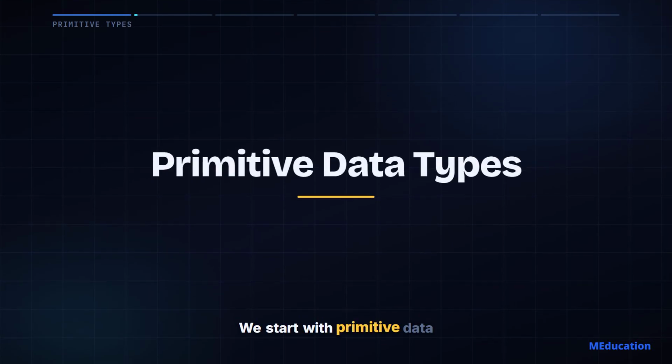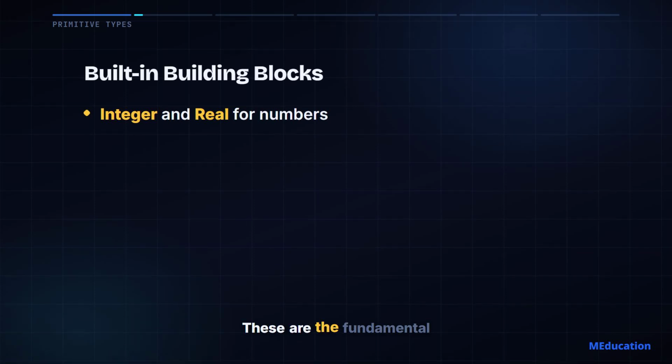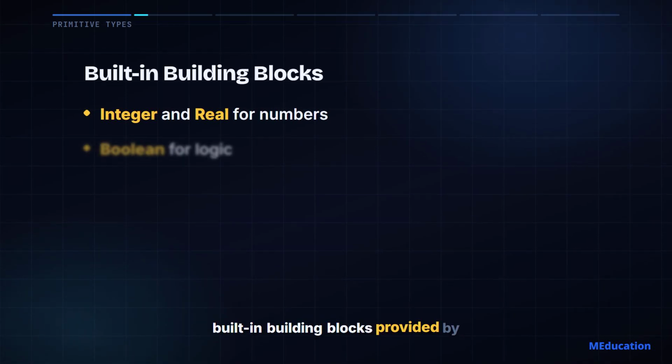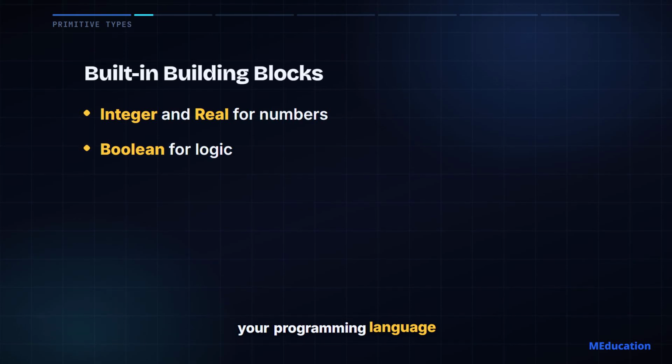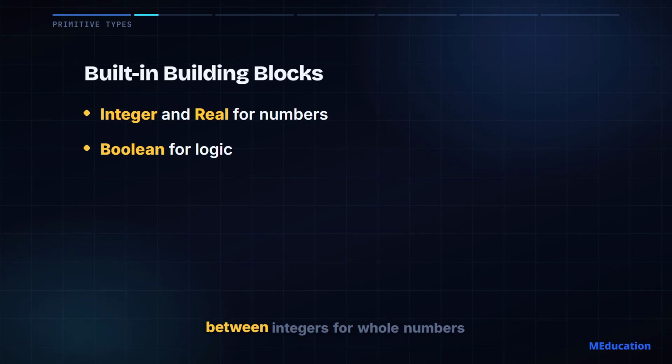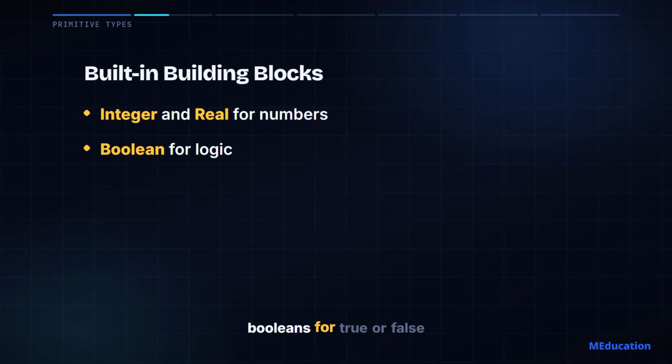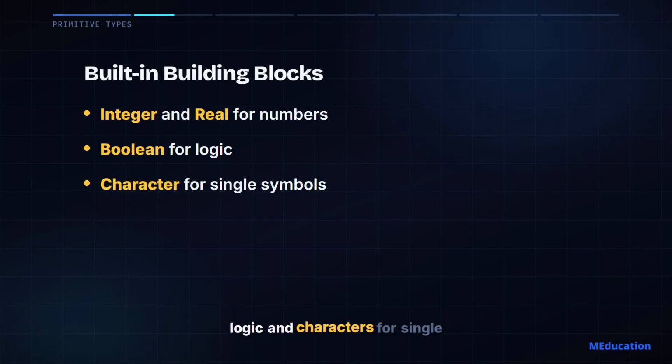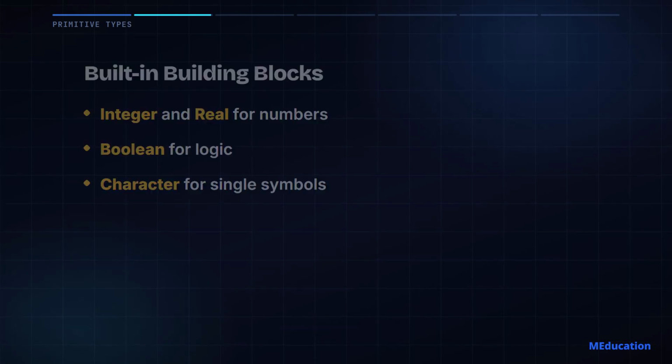We start with primitive data types. These are the fundamental, built-in building blocks provided by your programming language. You need to confidently select between integers for whole numbers, reals for floating point precision, booleans for true or false logic, and characters for single symbols. Choosing the wrong type in an exam question can break a loop, corrupt your memory allocation, or lose you fundamental method marks. We will look at exactly how a computer stores each one in memory.